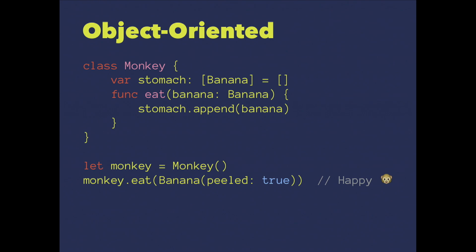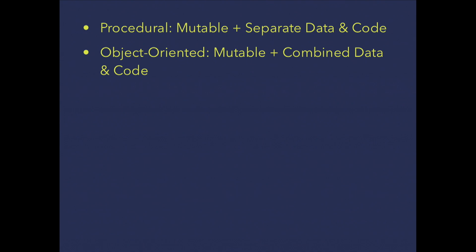We hide the internals of the monkey, not having to know what the internals are, and things have gotten a little bit simpler. You can see we create a monkey and we tell the monkey to eat. We pass a banana in and we have a happy monkey. So in our first example, we had mutable data and separate data and code. In this next example, our object-oriented approach, we had mutable data, but we combined our data and code together. They lived closer to each other.